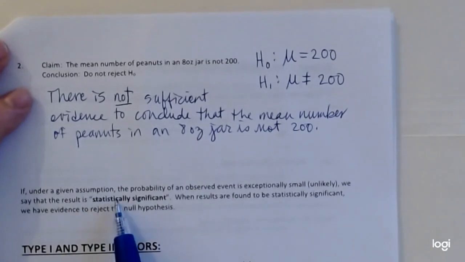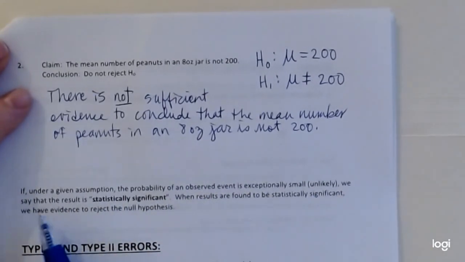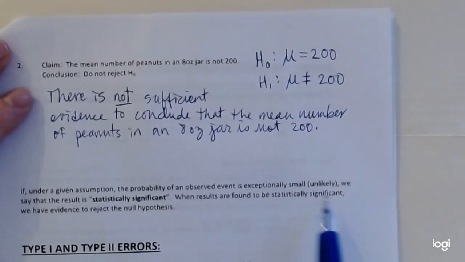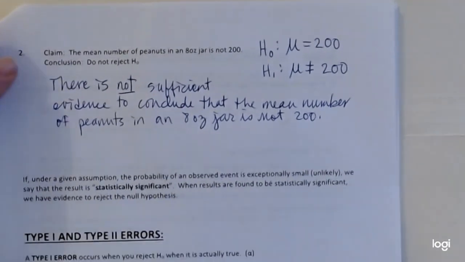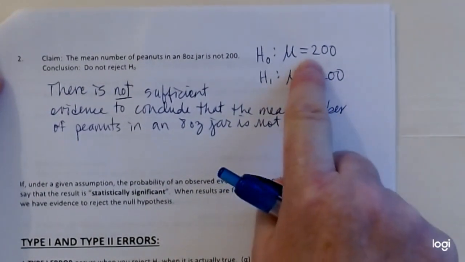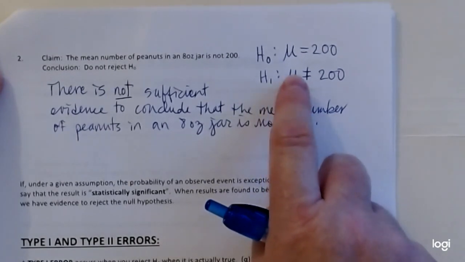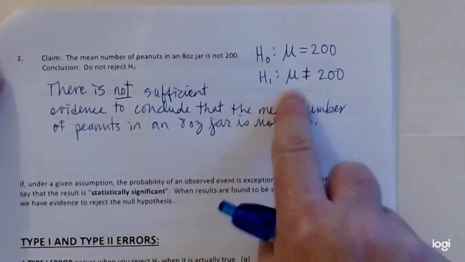If, under a given assumption, the probability of an observed event is exceptionally small or unlikely, we say that the result is statistically significant. When results are found to be statistically significant, we have evidence to reject the null hypothesis. So remember, we're looking for evidence for the alternative hypothesis. This is the status quo. We are looking to see if the evidence supports this right here.